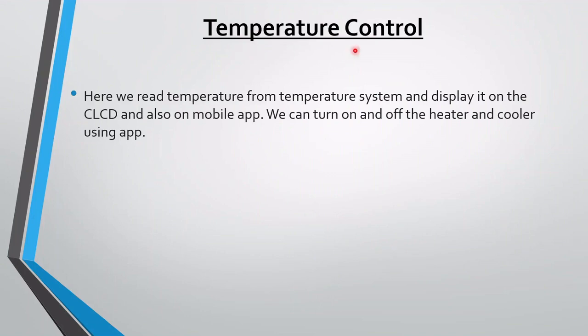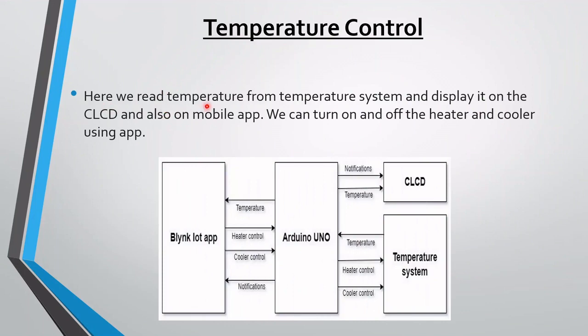Next is the temperature control. Here we read the temperature from the temperature system and display it on the CLCD and also on the mobile app. We can turn on and off the heater and cooler using the app by the widgets. This is how the process takes place. This is the block diagram.